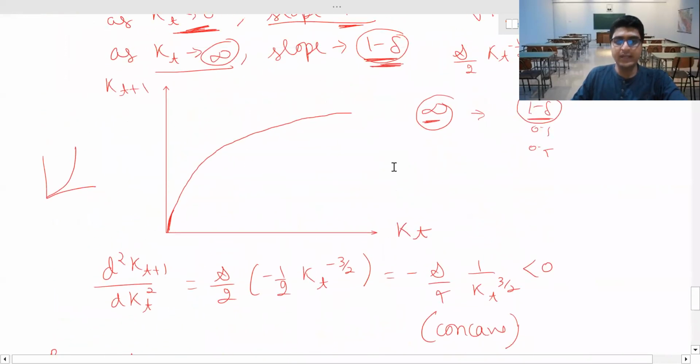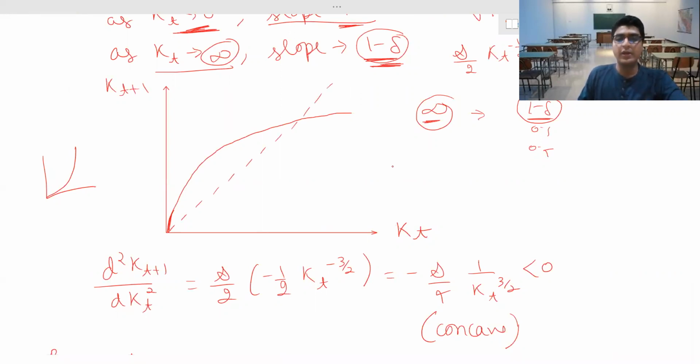So we know that इसकी शेप है concave. Okay, I want a situation where K_t is equal to K_{t+1}. So for that I'll use a 45-degree line. हमें पता है 45-degree line क्या रिप्रेजेंट करती है. 45-degree line represents that जो भी यहाँ वेरिएबल, it is equal to the variable on the y axis. So x is equal to y. This is represented by a 45-degree line. तो ये डॉटेड लाइन रिप्रेजेंट करती है K_t is equal to K_{t+1}. This is a 45-degree line.